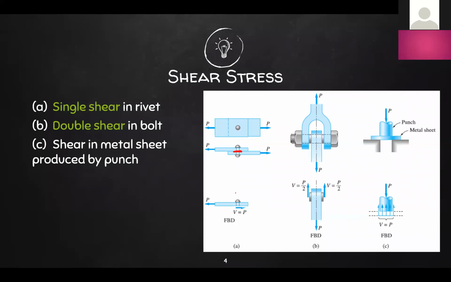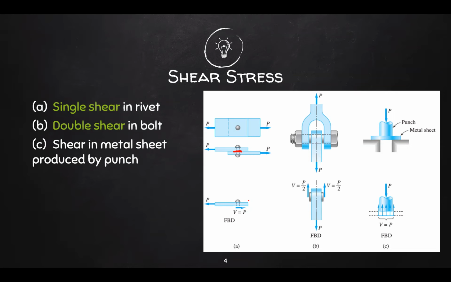And then we have another free body diagram isolating only the top portion. As you can see, this bottom portion experiences a shear force, also known as your shear force V. So V equals P as per free body diagram.